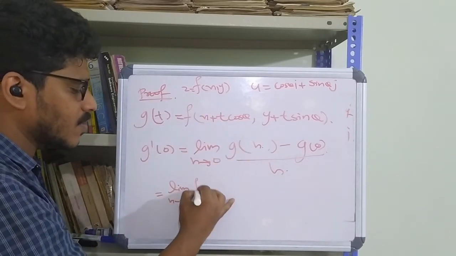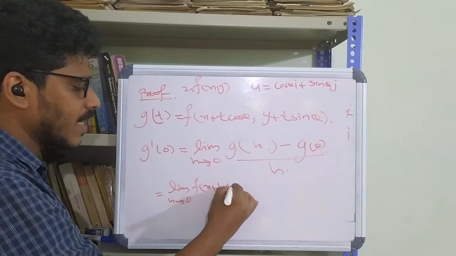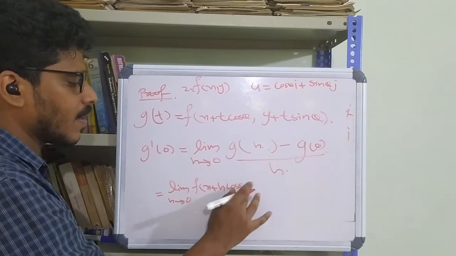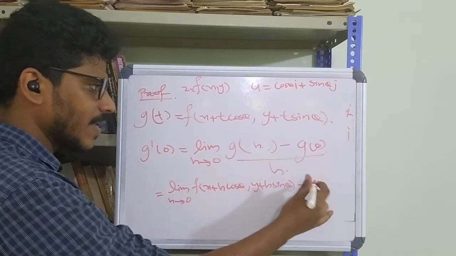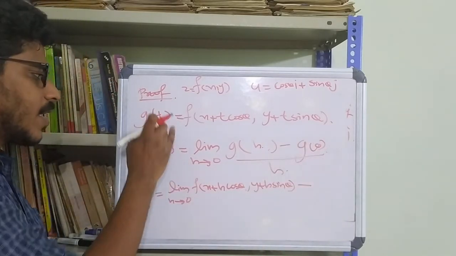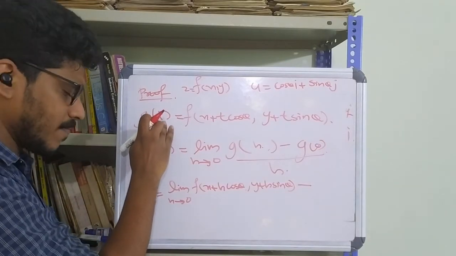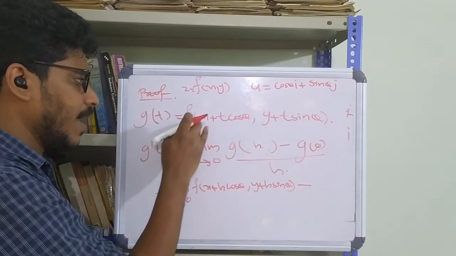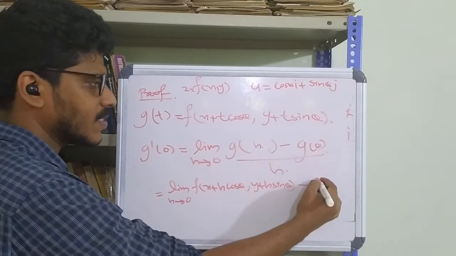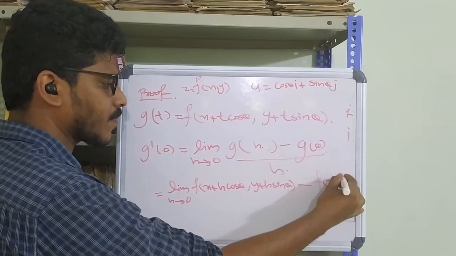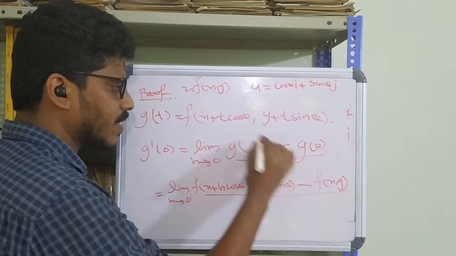So limit h tends to 0, f of x plus h cos theta, y plus h sin theta, minus, what is g of 0? If we plug 0 in the place of t, we'll have f of x plus 0, y plus 0, which is nothing but f of xy, divided by h.